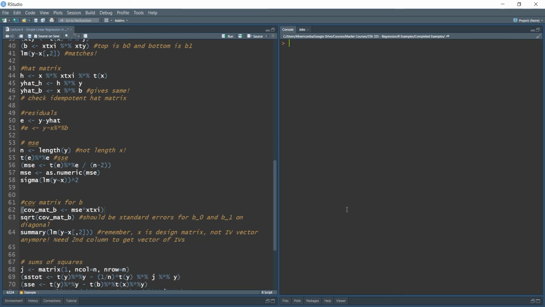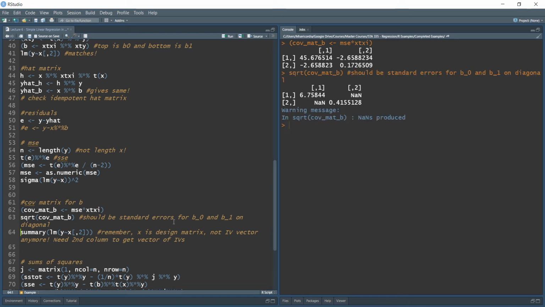Now let's dive into the covariance matrix for the parameter estimates. So the covariance matrix for the parameter estimates is the MSE times x transpose x inverse from our notes, the square root of the covariance matrix. This is the standard errors. Now note that I can't take the square root necessarily of the off-diagonal elements. In this case they're negative. They're not always going to be negative, and this isn't always going to be NaN. But I don't really care about the off-diagonal elements because it's the diagonal elements that tell me what my different components are. So let's walk through this because this is important to realize.